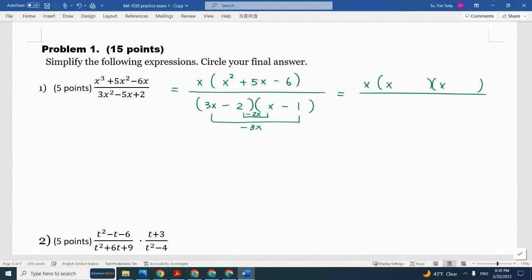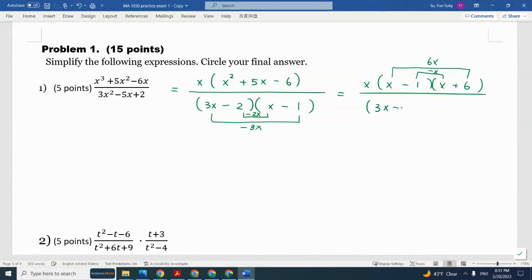So we have x and x minus 6. It could be 1 and 6 or 2 and 3, right? And because it's negative x, one of them should be negative. Therefore, we try negative 1 and positive 6. Would that work? We multiply the outside, we get 6x. Multiply the inside, we get minus x. And then when we add them up together, we get 5x. So this is the factoring.